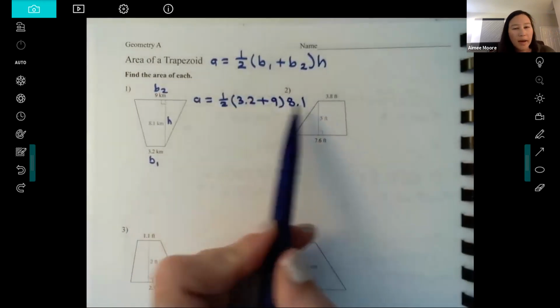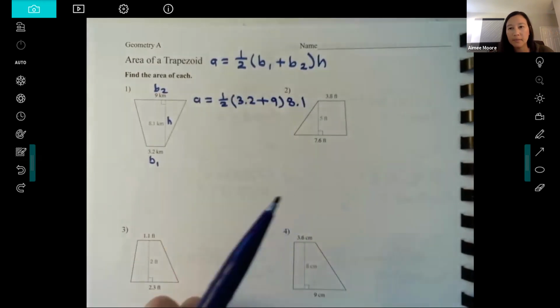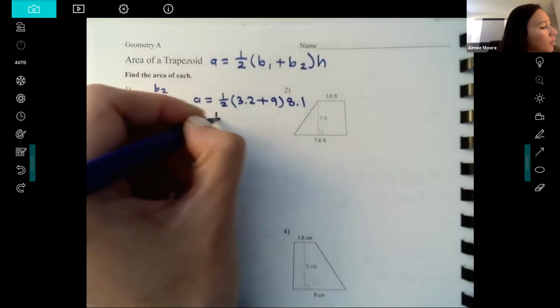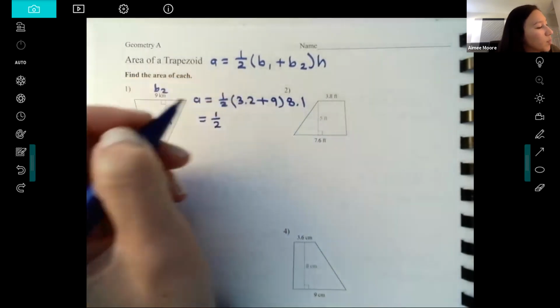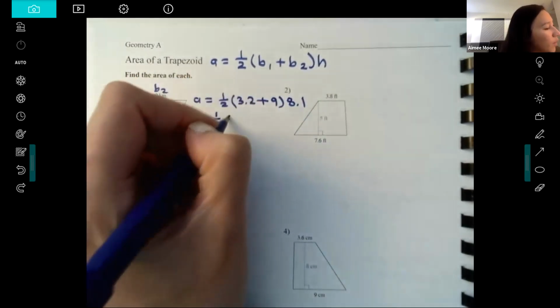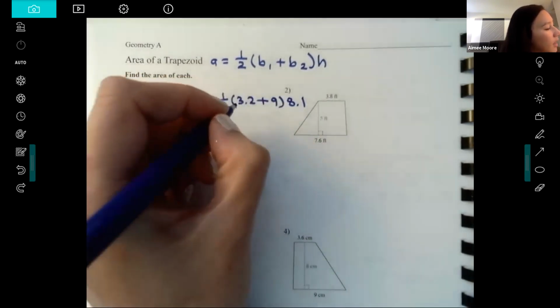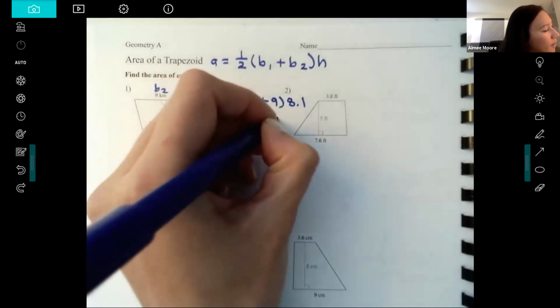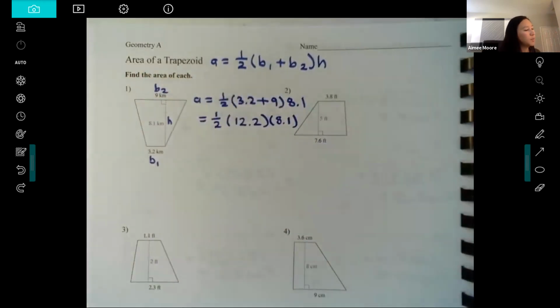So any questions how I got that first step? No, I got that. Okay, perfect. Now it's just simplifying. So we follow PEMDAS. So you always do your parentheses first. So 3.2 plus 9 is 12.2. And then we have to still multiply that by 8.1. And then I would just use a calculator at this point.